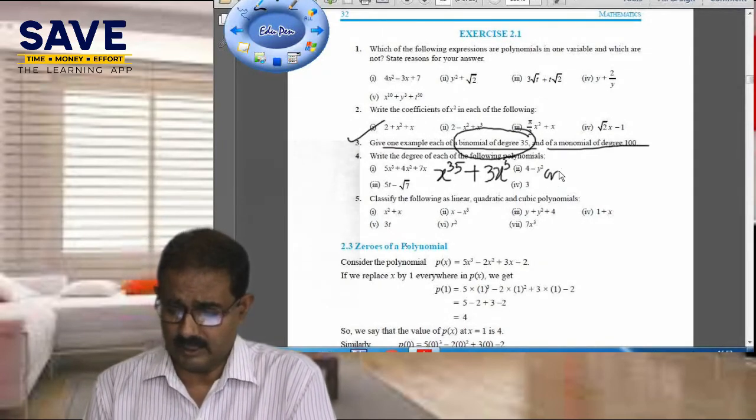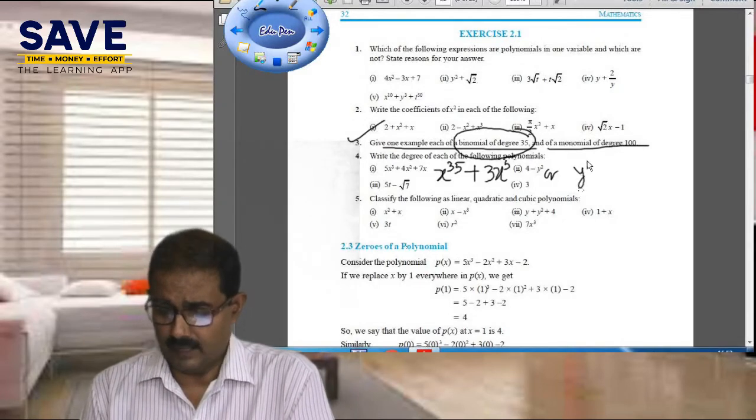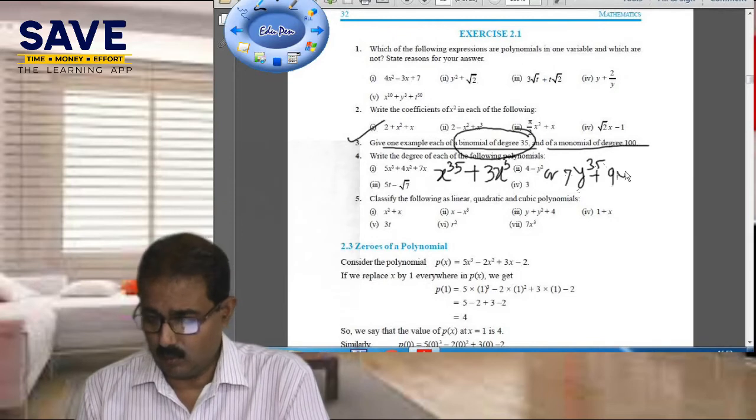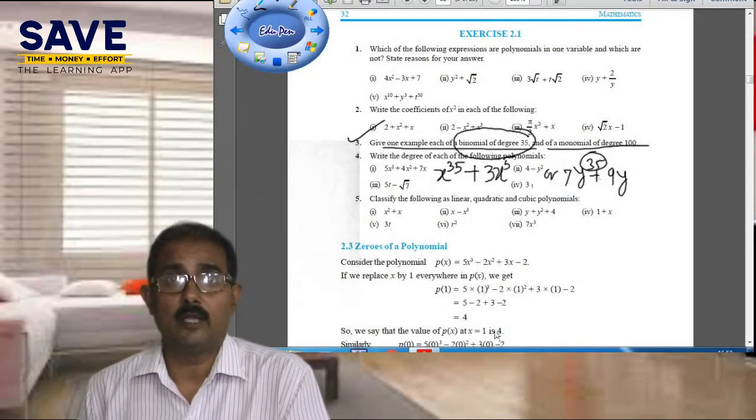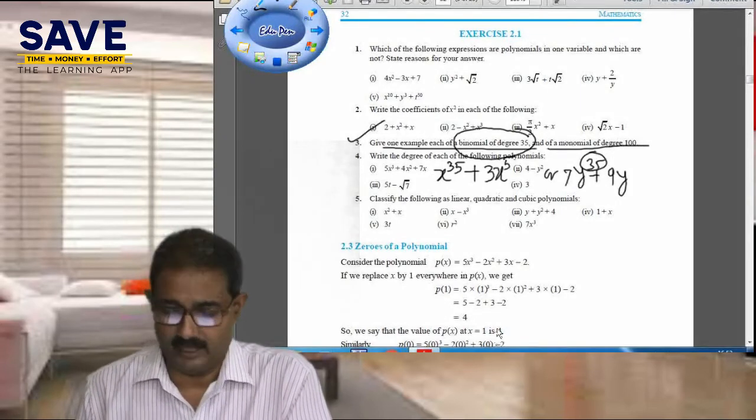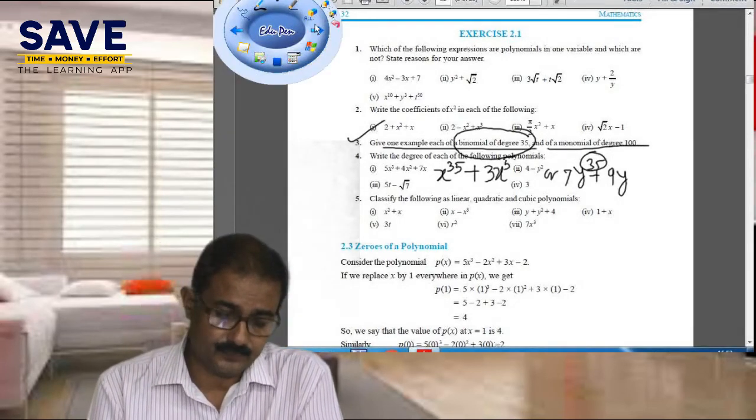एक और एग्जांपल हो सकता है इसका y रेज टू पावर 35 7 प्लस 9y. ये आंसर हो गया. 2 टर्म हो गई, हाईएस्ट पावर 35 हो गई, तो क्या हो गया? बाइनोमियल विद डिग्री 35 हो गया. तो ये आंसर वेरी कर सकता है.